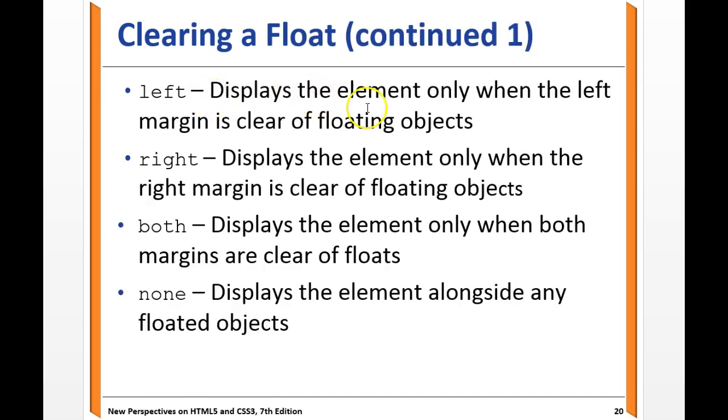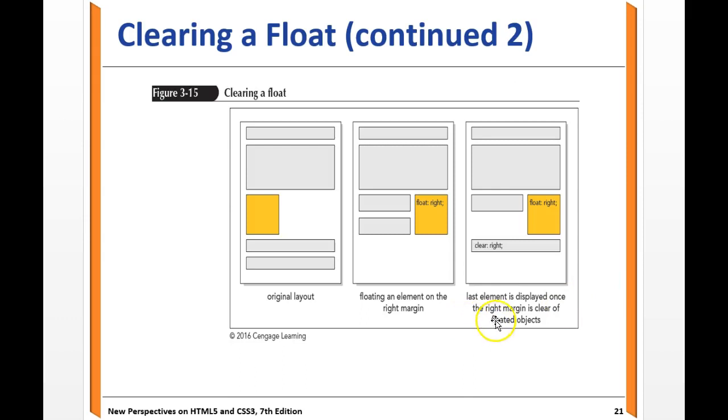Left displays the element only when the left margin is clear of floating objects. Right displays the element only when the right margin is clear of floating objects. Both displays the element only when both margins are clear of the float. And none displays the element alongside any floated object, if you don't put anything there, no clear, no right, left or both. So this is basically the clear right, as you can see in the example here.